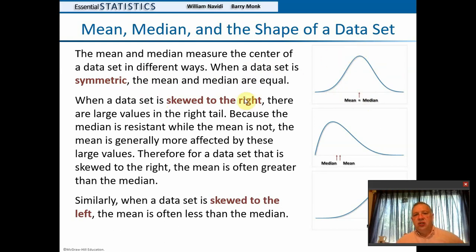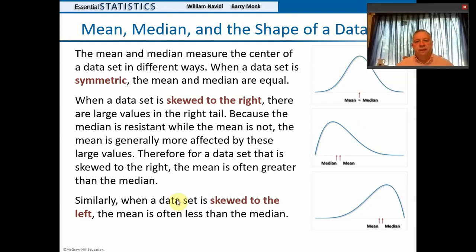When a data set is skewed to the right, there are large values in the right tail. This is where that lottery win pulled things up. And remember that mean got pulled up with those high lottery wins. The median stayed down. So anytime you're given two numbers, the median and the mean, if it is right skewed, the mean is greater than the median. And if the mean is greater than the median, that means that it's right skewed.